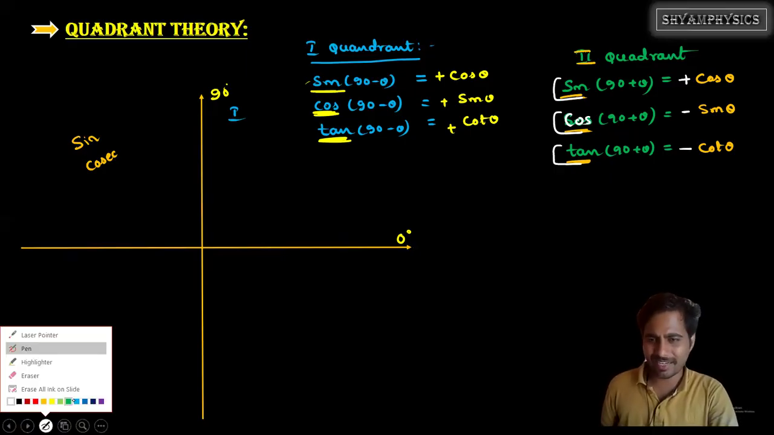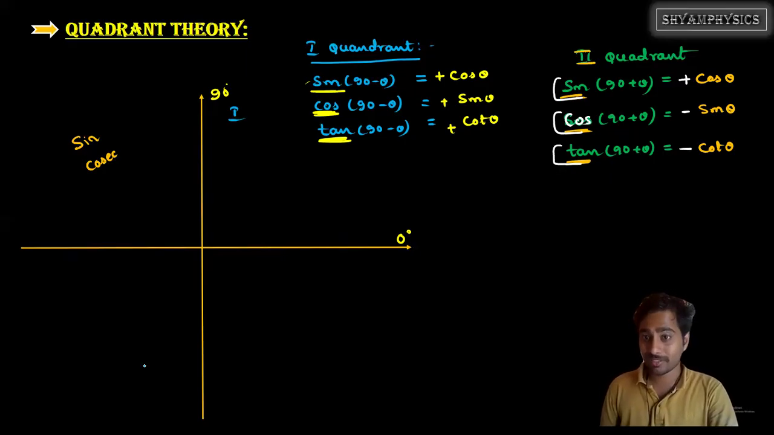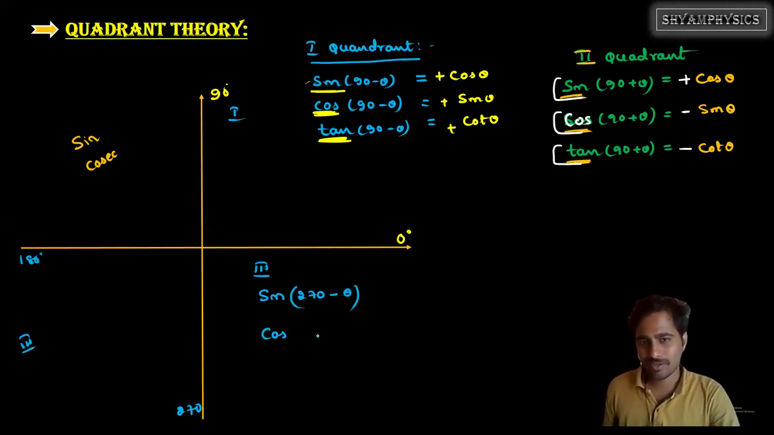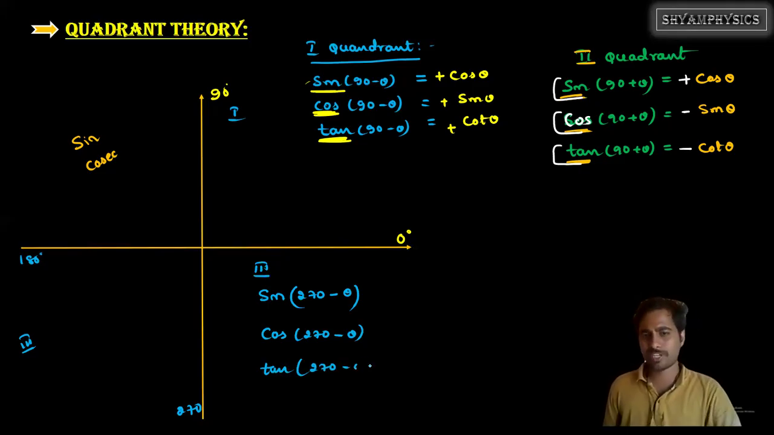We'll understand properly. We'll go with one more. Now I'll ask for the third quadrant. I will say like this: sine 270 minus theta. 270 minus theta means it lies between 180 to 270, the third quadrant. Correct now? Next one, I'll write cos 270 minus theta. And then tan 270 minus theta. I won't write for everything.